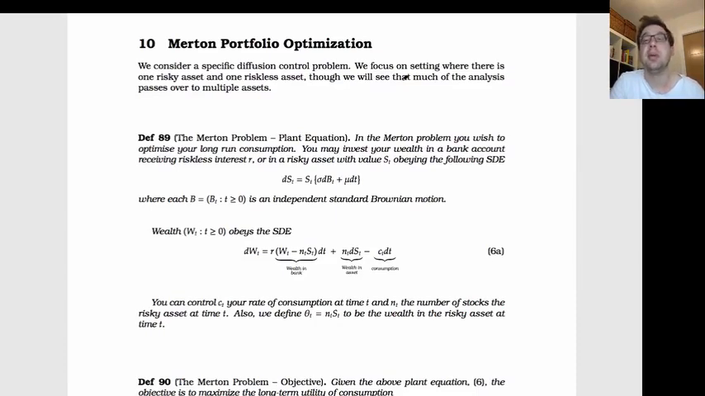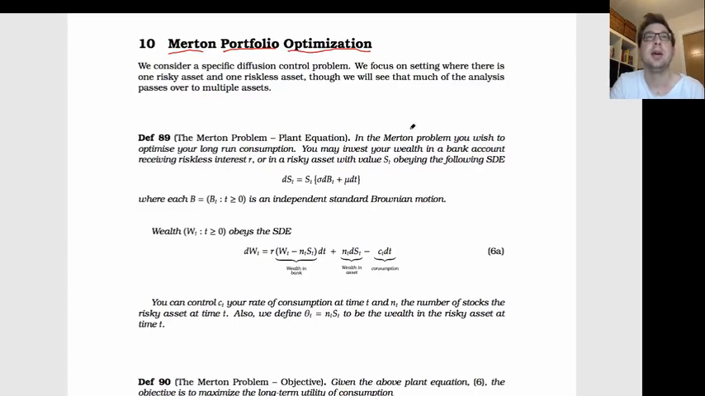Whereas what I want to do is something where we're actually looking to sequentially invest in time given the wealth that we have. Okay, so we want to forward plan using our diffusion control techniques. So this is what leads us to Merton's idea of portfolio optimization. You might recall that Merton was one of the guys who won the Nobel Prize in economics for developing the Black-Scholes formula.